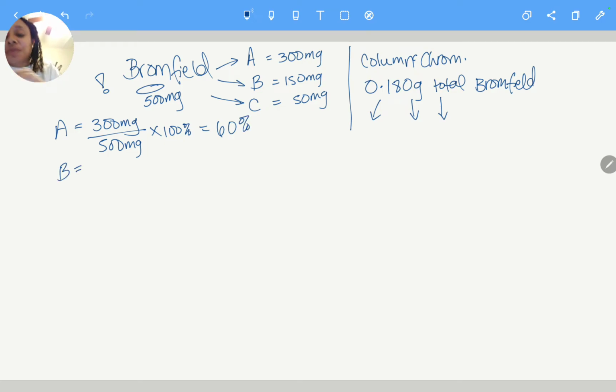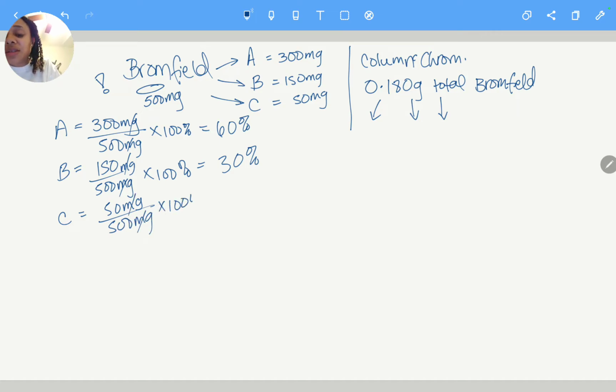And then B, again, you take 150 over 500 milligrams, and so the milligrams cancel, times 100%. And so that should be 30%. And then C, we're going to take 50 milligrams over 500 milligrams times 100%. And that's going to give us 10%. So what that tells you in any mixture, so all your mixtures, 60% is A, B is 30%, C is 10%.